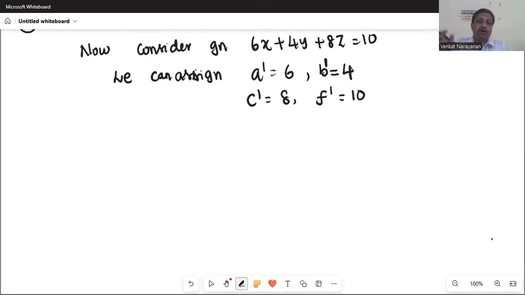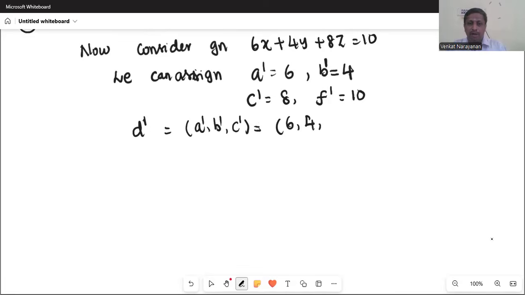Now, first we have to verify whether the problem is solvable or not. We want to find the GCD, for example D dash we can consider. So what is the GCD of A dash, B dash, and C dash? 6, 4, 8. The answer is 2.